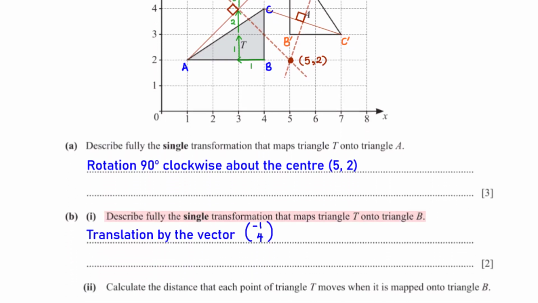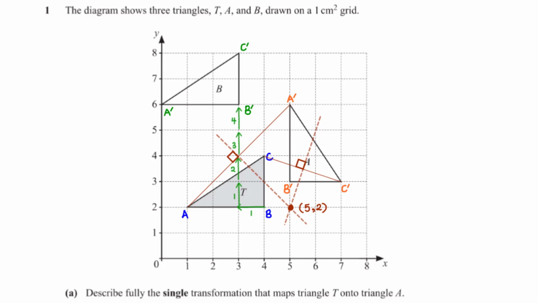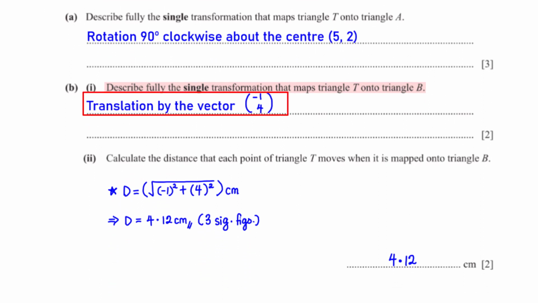Describe fully the single transformation that maps triangle T onto triangle B. When we look at triangles T and B, we can tell straight away that this is a translation because both triangles have exactly the same size and orientation. The only difference is they are located on different parts of the grid. So now all we need to do is find the translation vector. From the illustration, we can tell that the translation vector is -1, 4. And so the full description for the transformation will be translation by the vector -1, 4.